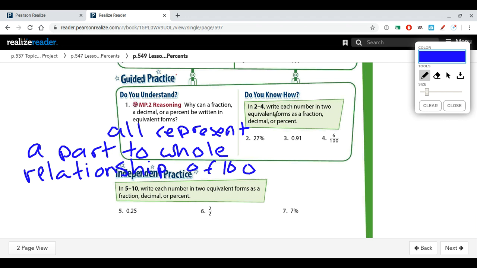So in 2 through 4, write each number into two equivalent forms as fraction, decimal, or percent. So if I have it in one form, I'm going to write it in the other two forms. So 27% would be 0.27 as a decimal, which would then be 27 over 100. I look to see if I can simplify. 27 and 100 don't have any common factors, so I would not be able to simplify.